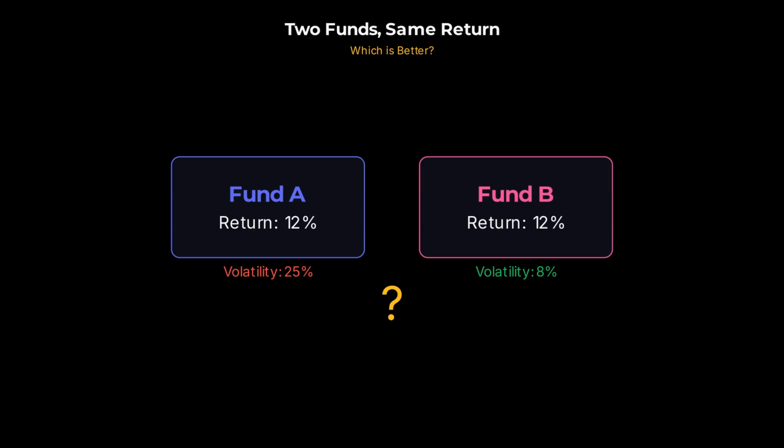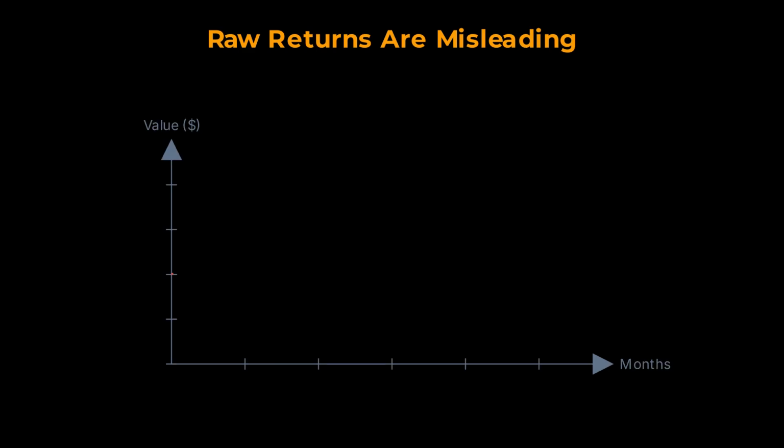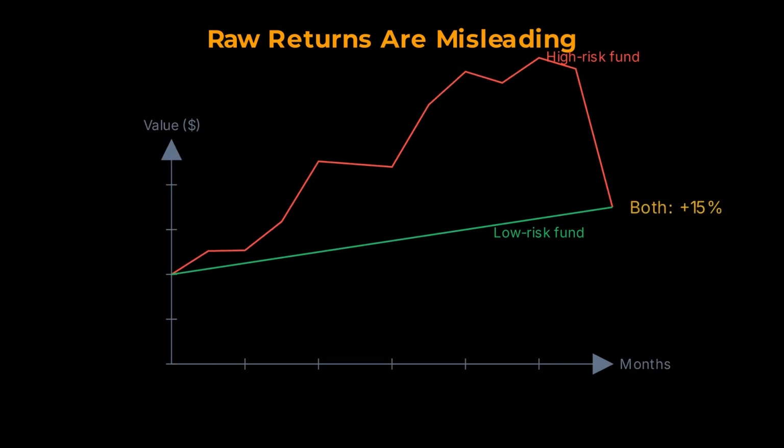Returns alone don't tell the full story. You need to measure risk-adjusted returns. Looking only at raw returns is one of the biggest mistakes investors make. A fund that returned 15% sounds great, until you realize it swung between -30 and +60% along the way.